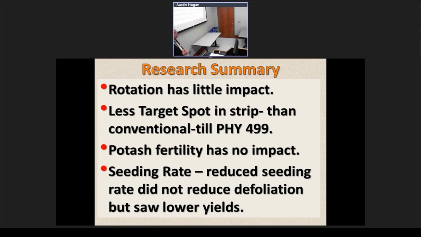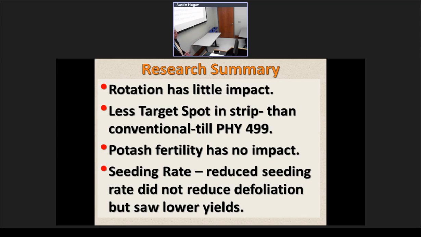This past year, we saw less target spot defoliation in strip than conventional till, Phytogen 499, and it was considerably less. So maybe going to a strip till, particularly stripping into another crop, is the way to go to at least dampen down the amount of defoliation that you might get from target spot.